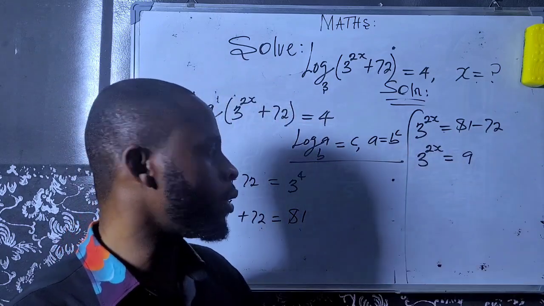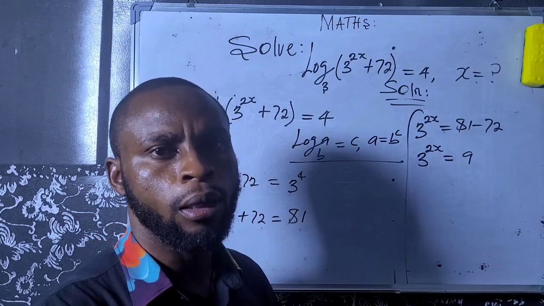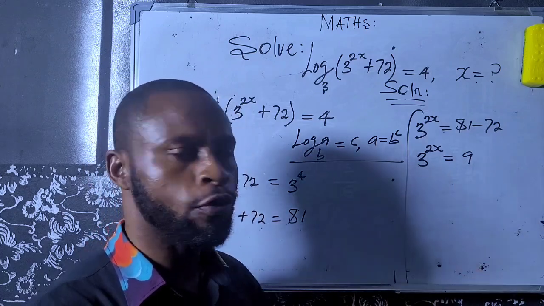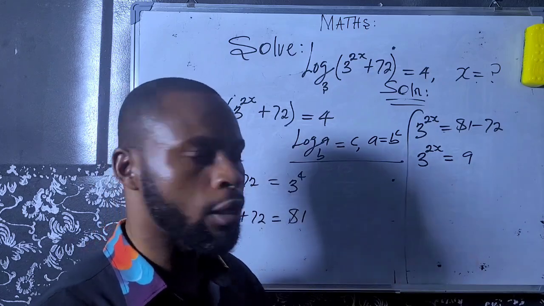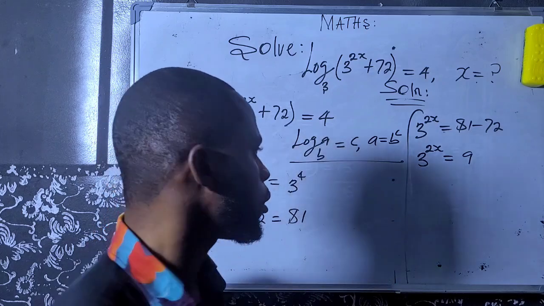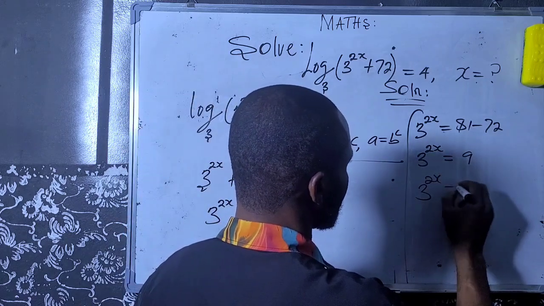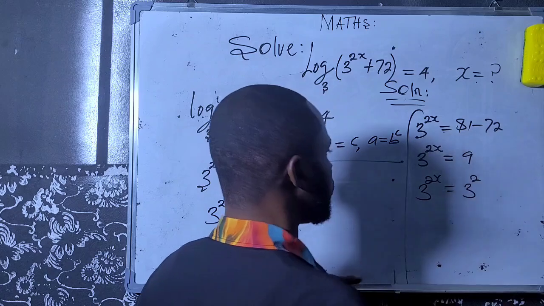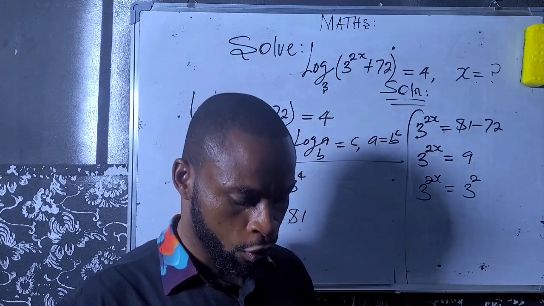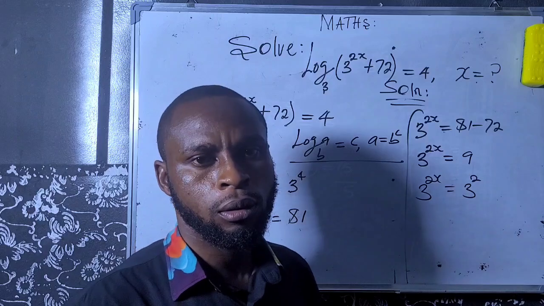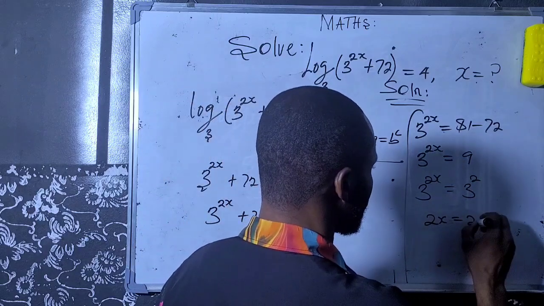Then the next step here is for us to express both sides of the equation in the same base. Here we have a common base of 3, and here we have 9. 9 can also be expressed in base 3. As such, we are going to have 3 to the power of 2x equals 3 to the power of 2, that gives us 9. Now, seeing the bases are the same, we are going to equate the powers. Then the equation becomes 2x equals 2.